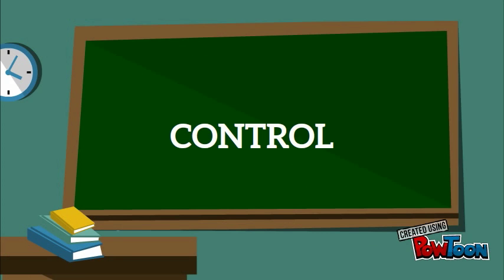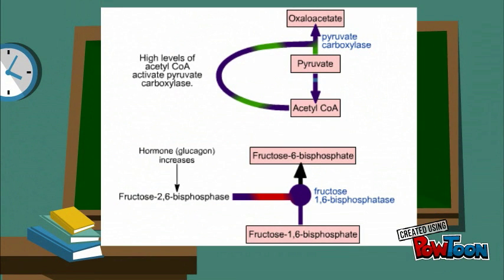Control. Control of gluconeogenesis occurs at two major points, at the pyruvate carboxylase step and at the fructose 1,6-bisphosphatase step.